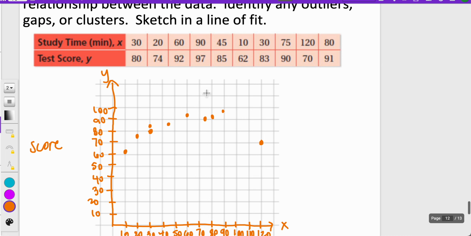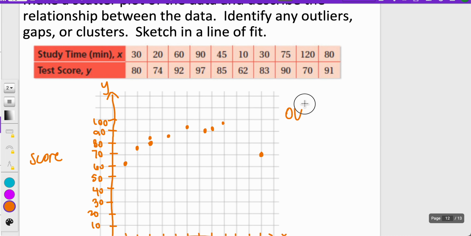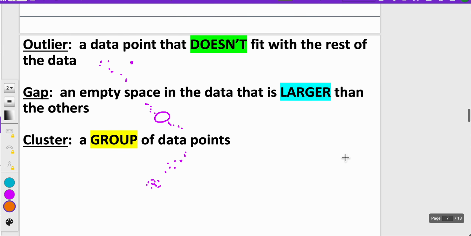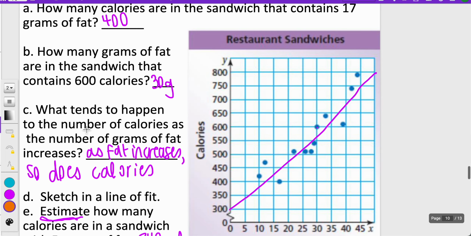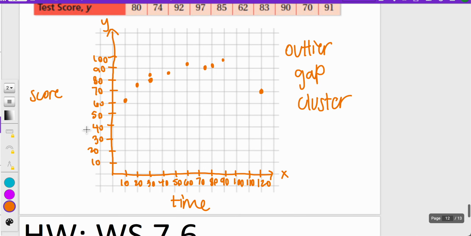Okay, this one is asking us outlier, gap, and cluster. Okay, so just as a reminder, an outlier is a data point that doesn't fit, a gap is an empty space that's larger than the others, and a cluster is a group. So, outlier first. I'm going to say that this guy right here is an outlier, which also shows us a gap, and then a cluster I would say is right around here.